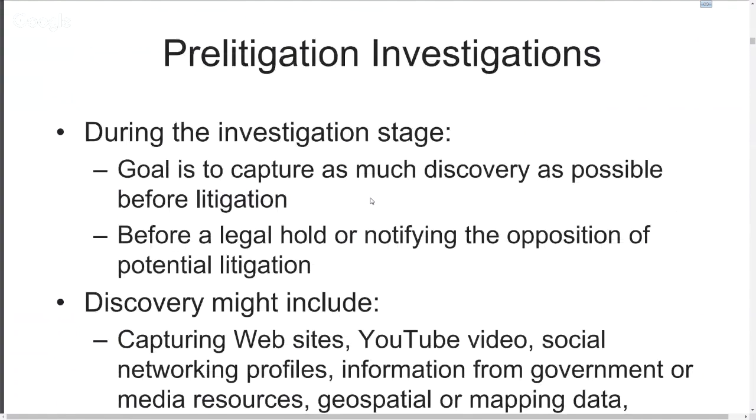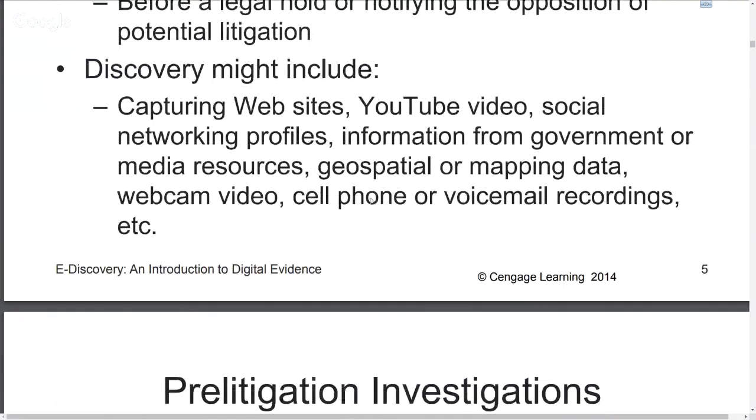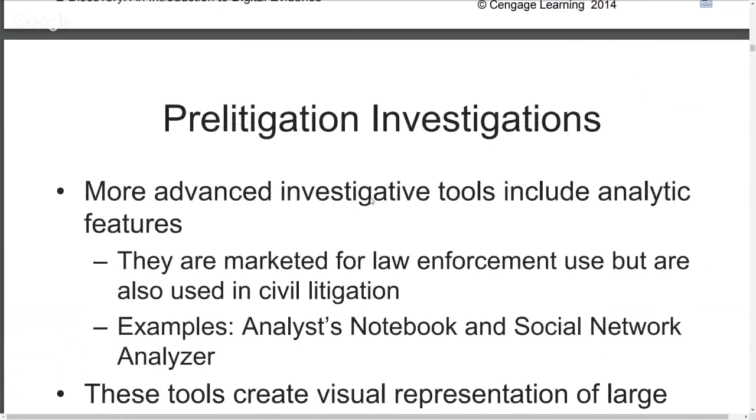During the investigation stage, the goal is to capture as much discovery information as possible before litigation, before a legal hold or notifying the opposition of the potential litigation. Discovery might include websites, video, social networks, information from government media or resources, geospatial or mapping data, webcam, cell phone, video, voicemail, and on the list goes.